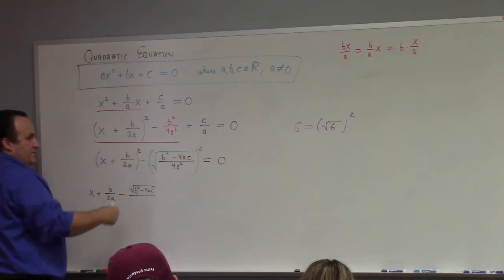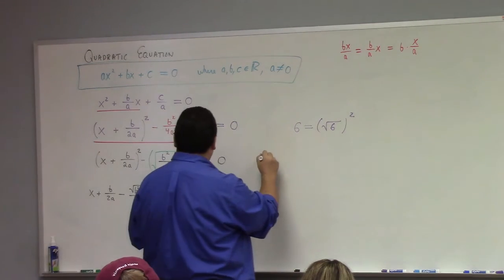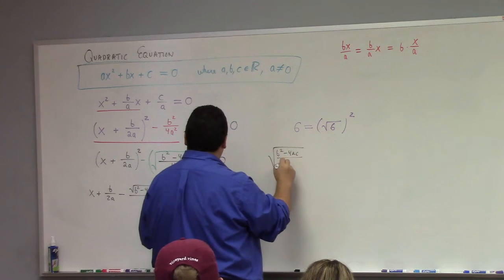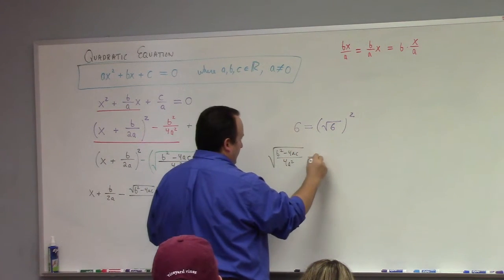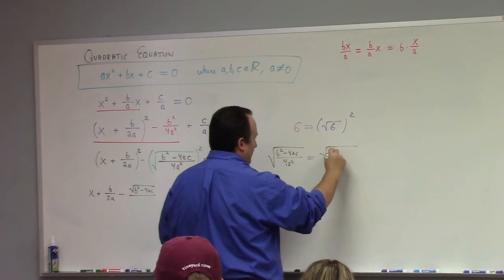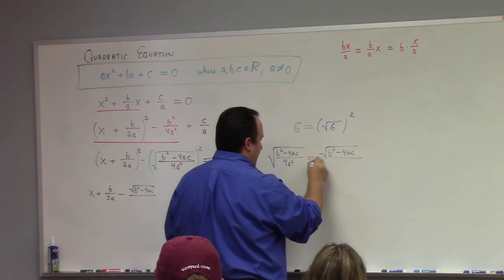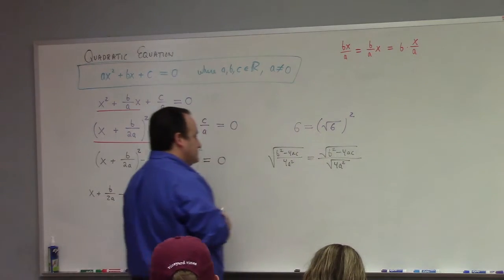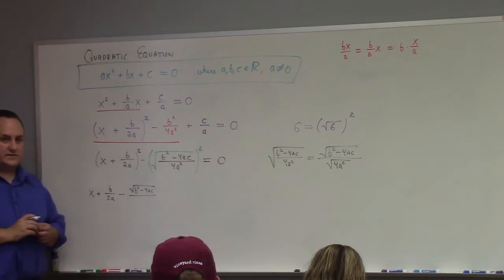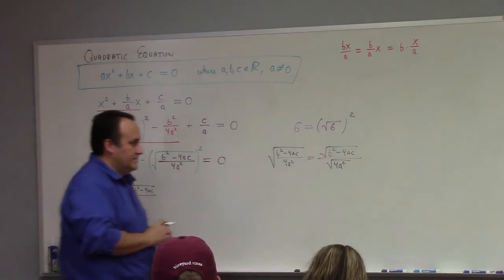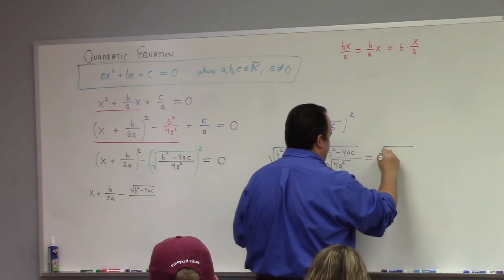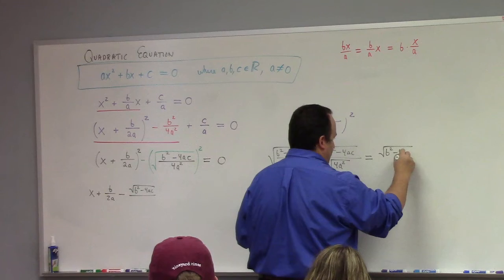By the way, let's simplify that a little bit. Can you tell me how to simplify this? The square root of b squared minus 4ac over 4a squared would be what? This would be the square root of b squared minus 4ac divided by the square root of 4a squared. What's the square root of 4a squared? 2a, right. Now, that's actually a lie, but it's a convenient one, so we'll go with it.